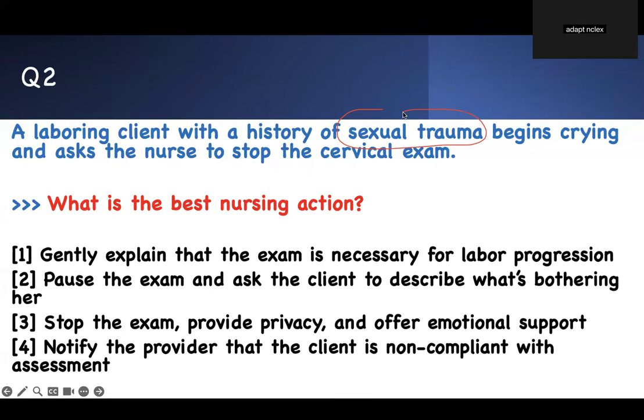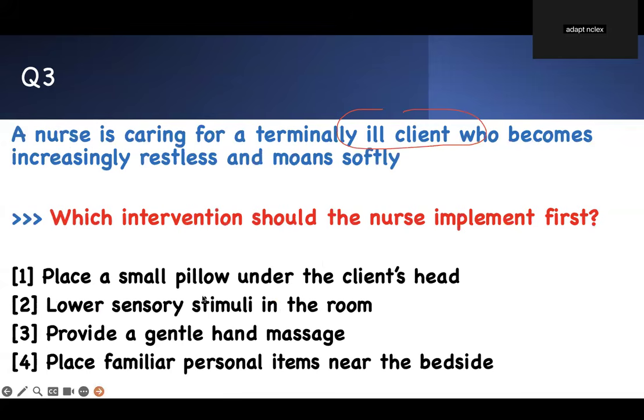Informed consent is completely gone when she says stop. Therefore, I know pause is there, but asking them more questions is traumatizing, right? Explaining that they are in labor is a trap, because for a patient in labor we keep on examining, but don't do that. Stop the exams, provide privacy, offer emotional support. But you can eliminate all the answers if you go back to the basics, common sense. Don't touch me, then let me go. So number 3 is your right answer.